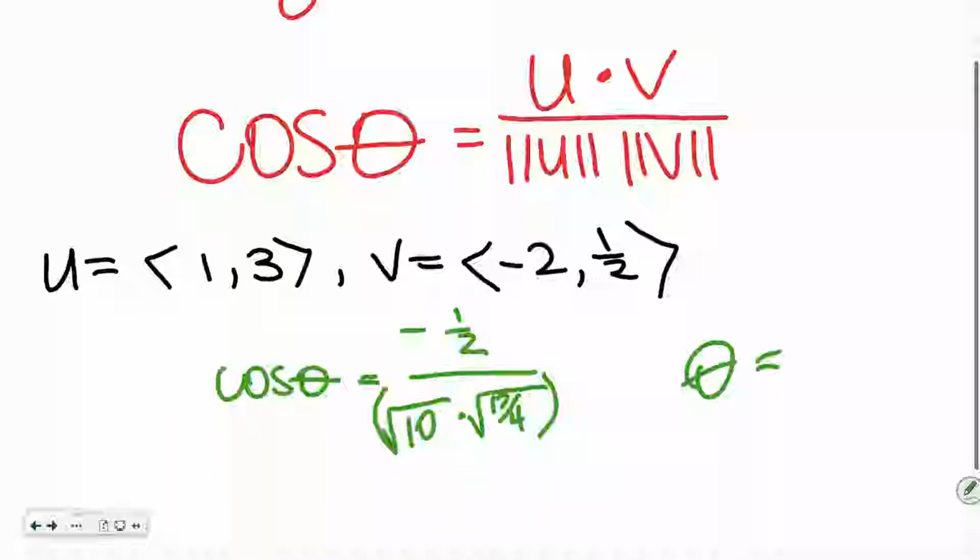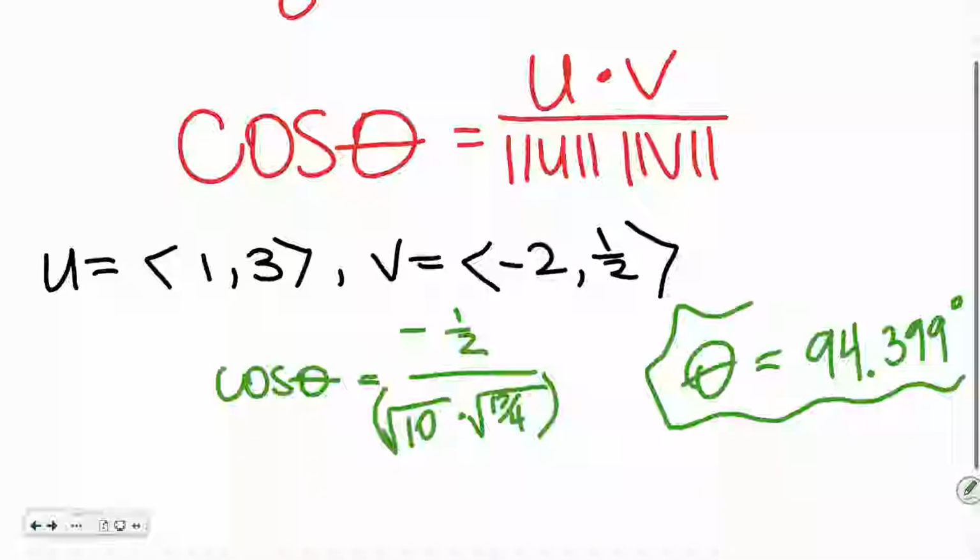Wait, would it be like radical 17 over 2? What are we getting for theta? 94.4 degrees. It's the most Monday I've ever had.